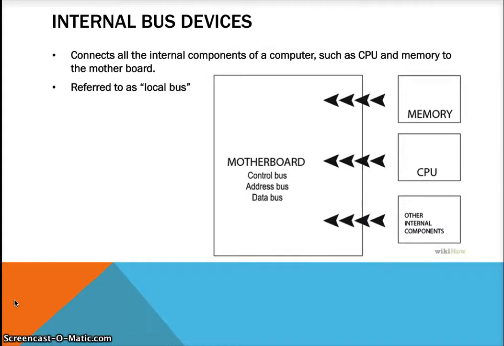Next, the internal bus devices. The internal bus connects all the internal components of a computer, such as the CPU and memory, to the motherboard. Internal data buses are also referred to as the local bus because they are intended to connect to local devices. This bus is typically rather quick and is independent of the rest of the computer operations.